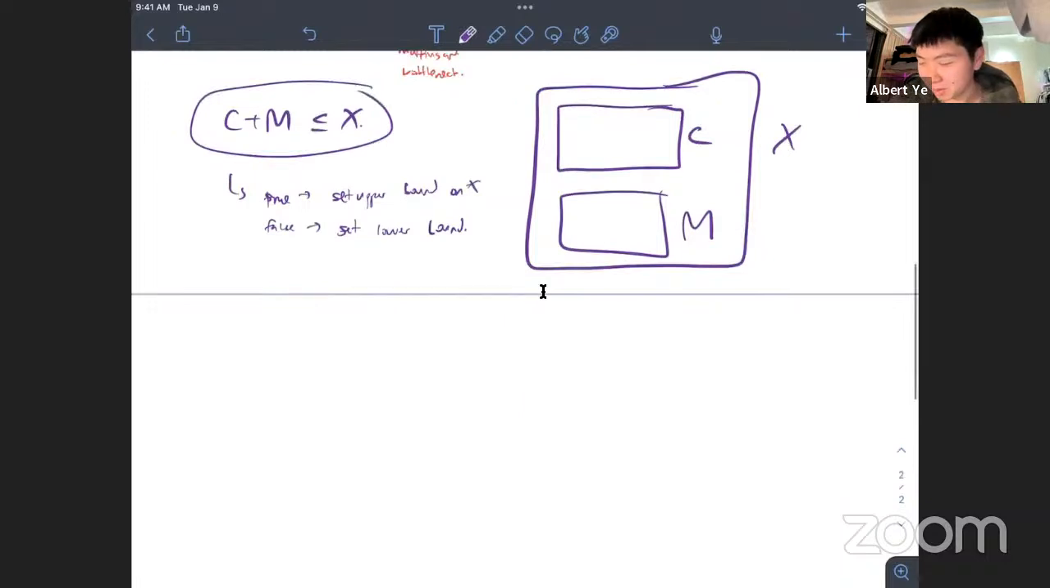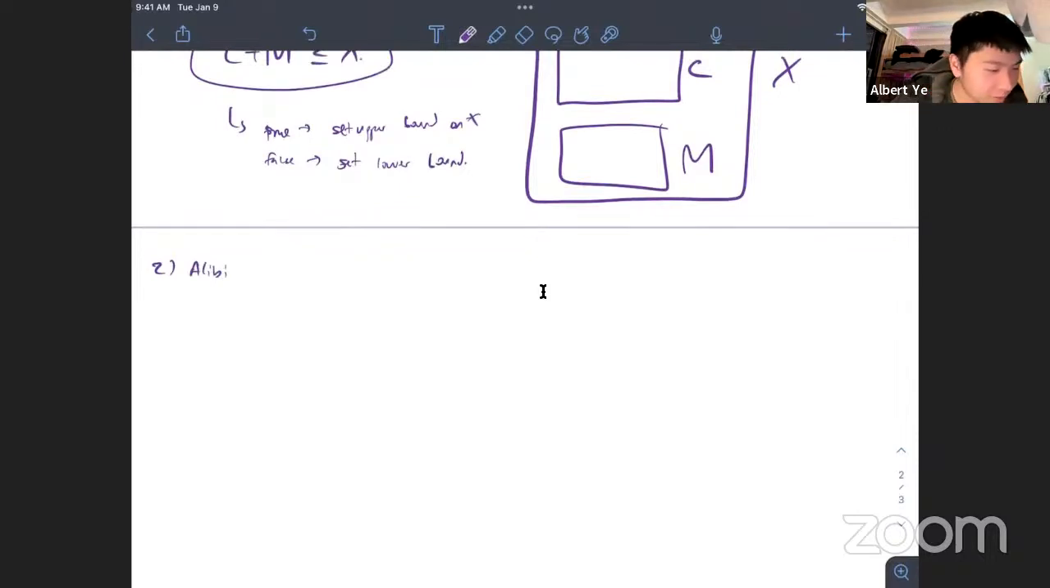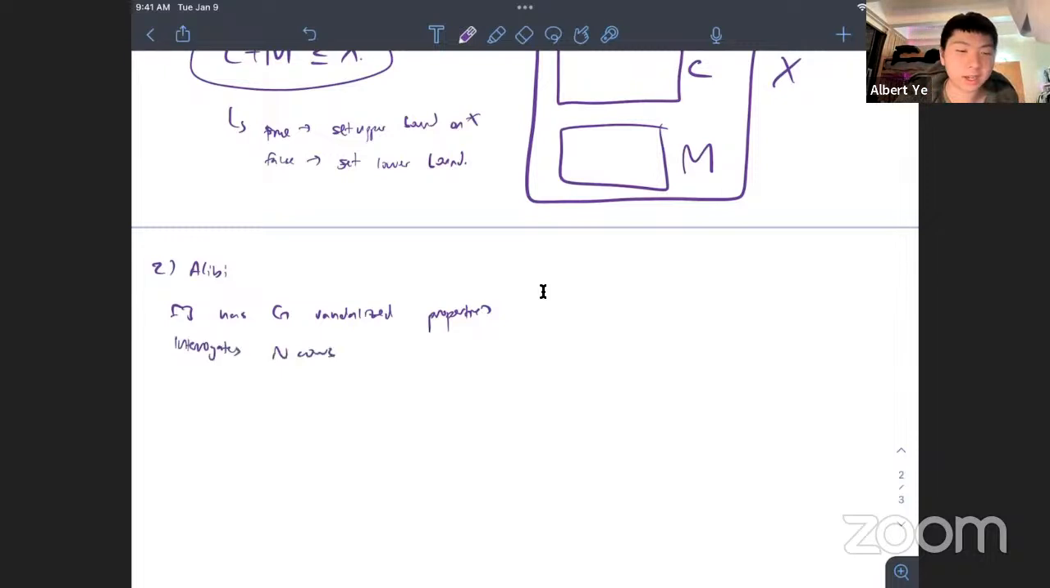Next we got problem 2, which I think is the crime one. Yeah. So okay, the alibi one. This one says Farmer John has G vandalized properties. And then he's basically interrogating his N cows and says, "Hey, I know one of you has been committing crimes on my property."